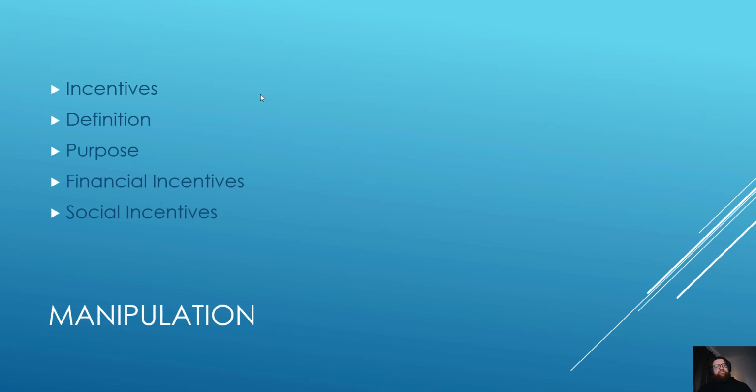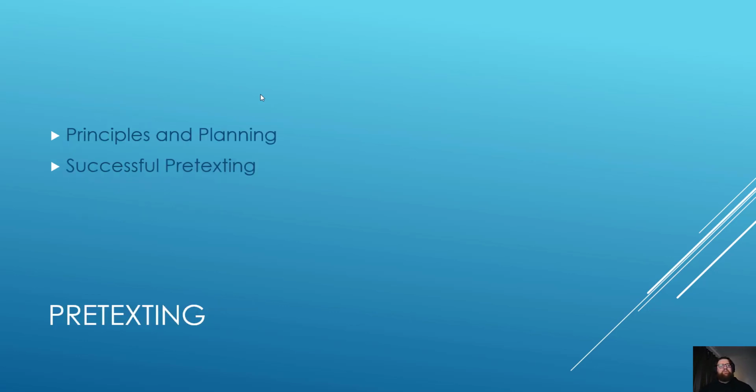So, incentives: we can give them some incentives like a promotion, that's a financial incentive, or status in social life, like, okay, let's do it because your status is going to change. That's a social thing. And then we have principles and planning in pretexting, and successful pretexting.